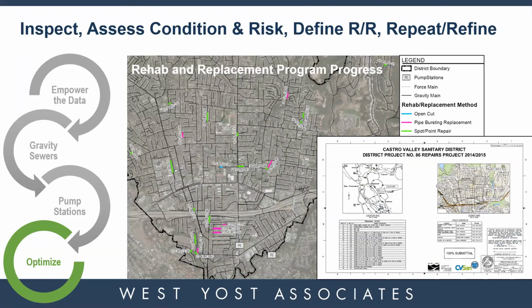And then we inspect, run the condition assessment again, and the risk gets refined, and we define the rehab and replacement. We repeat the whole program all over again each year to develop their rehab and replacement program, and just to refine the program.